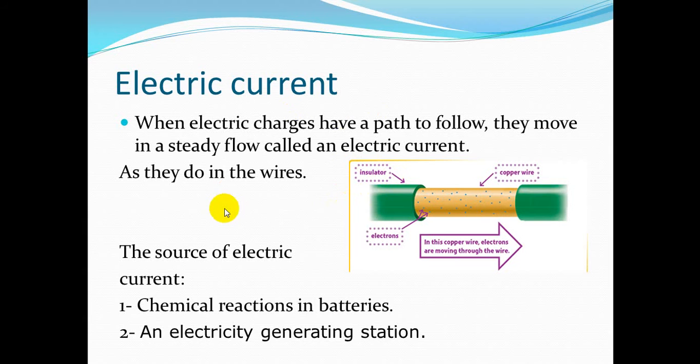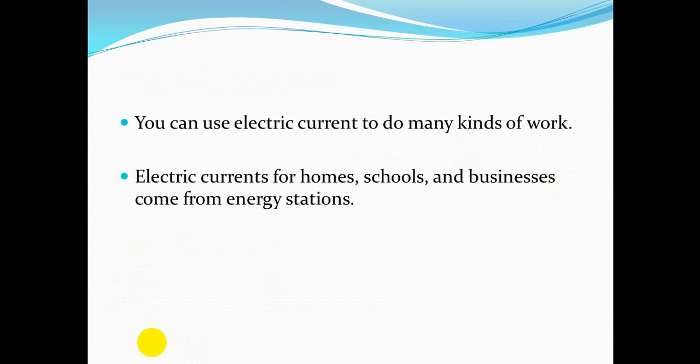And the sources of electric current are, number one, chemical reactions in the batteries, and we can use the batteries for many things like flashlights, cell phones, MP3 players, etc. The second source is the electricity generating station, and we can use this energy to turn on TV, refrigerators, and light our homes, schools, etc. And we can use the electric current to do many kinds of work, and all the electric currents for homes, schools, and businesses come from energy stations.